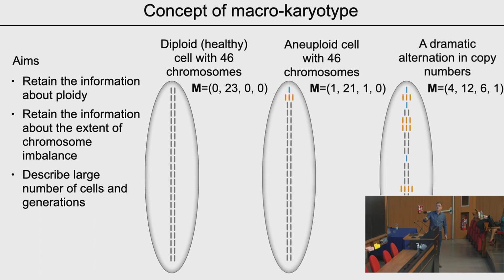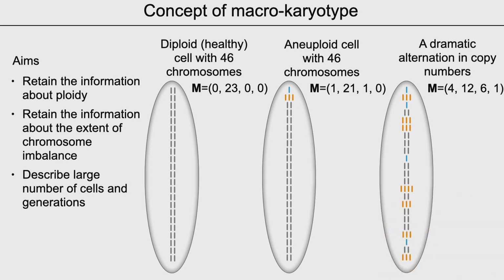For instance, you can see that though this cell has 46 chromosomes, it is not the healthy diploid cell because it has 1 copy of chromosome 1 and 1 copy of chromosome 3, and altogether we can see that this karyotype is different from this one. Also, just by observing how this looks like, it's quite obvious that this is much more diverse, but also in this macrokaryotype representation, it's already present there.